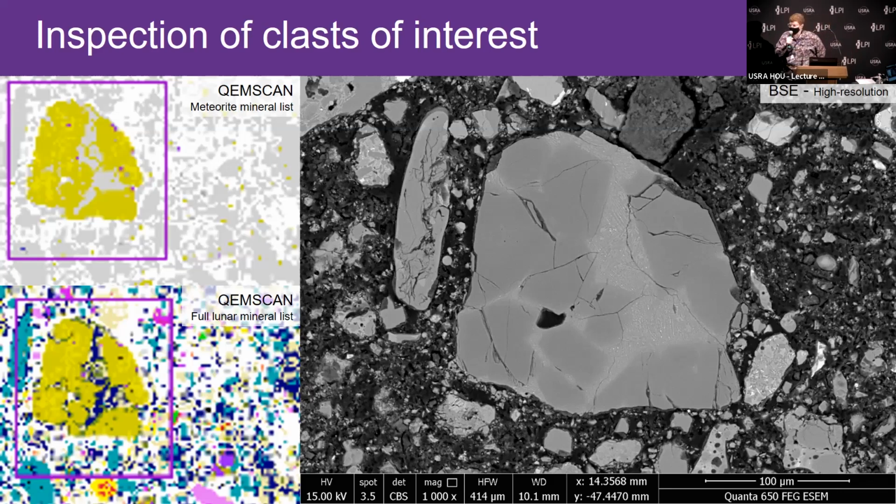After that, we dug a little bit deeper and used the full lunar mineral list to flick between the two and get an idea of some of the other phases present within these classes. With ChemScan you can also extract element maps, which were really useful for flicking between all the different maps at the same time. Then we identified some clasts that we wanted a closer, more detailed look at, and we went back on the SEM and took some high resolution backscatter images.